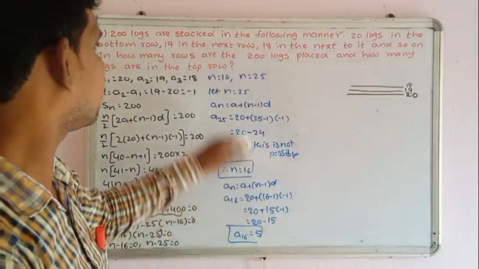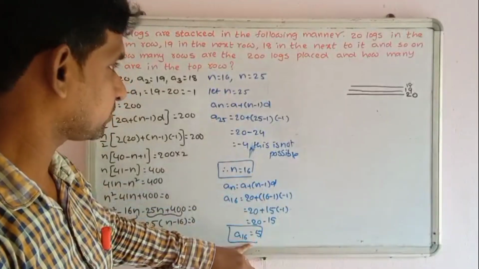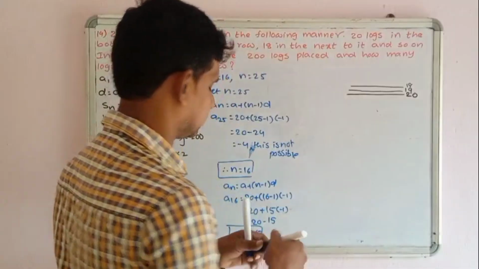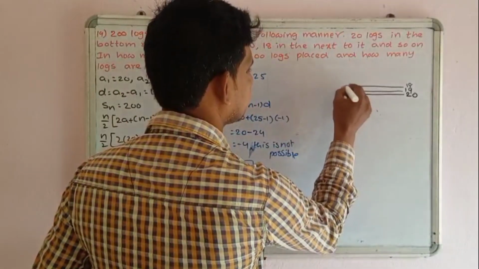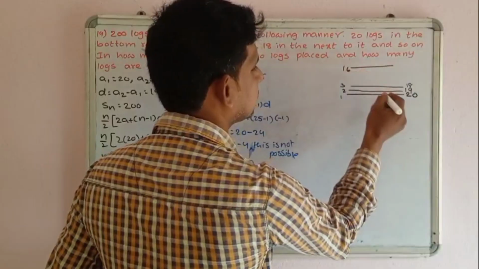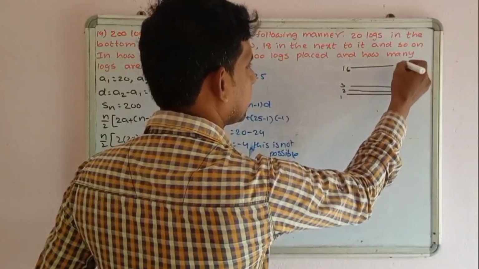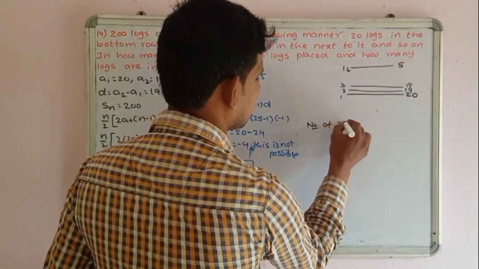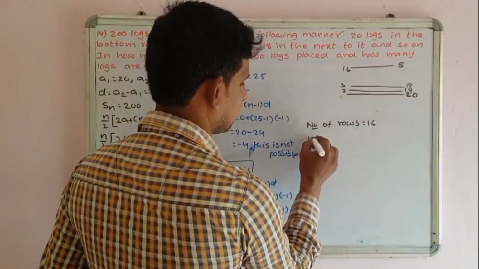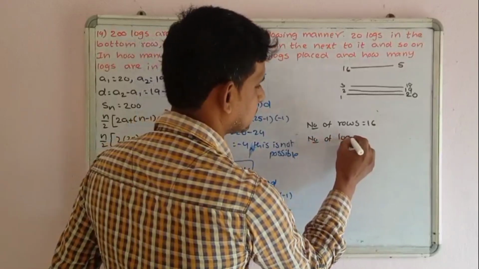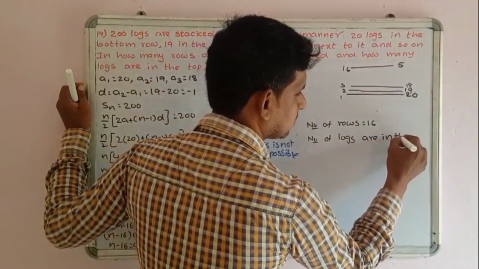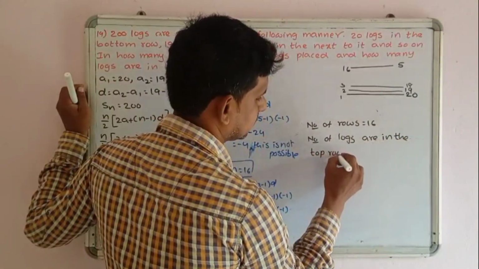So the final conclusion is the number of rows is 16, and the number of logs in the top row is 5. This is the first row, second row, third row, and like this the number of rows is 16. So this is 20, 19, and so on up to 5. Therefore, the number of rows equals 16, and the number of logs in the top row equals 5.